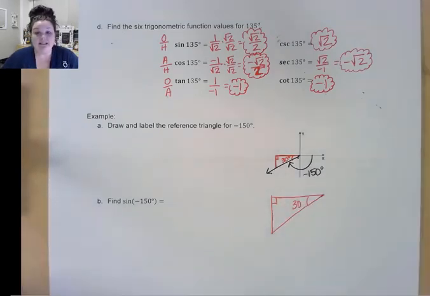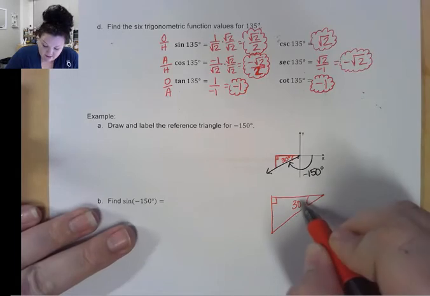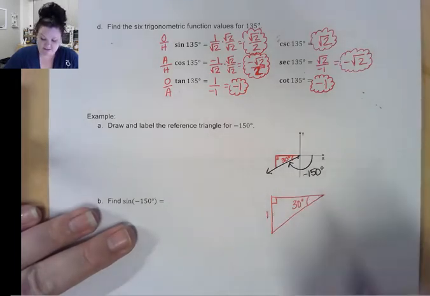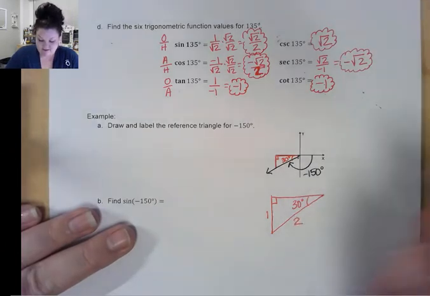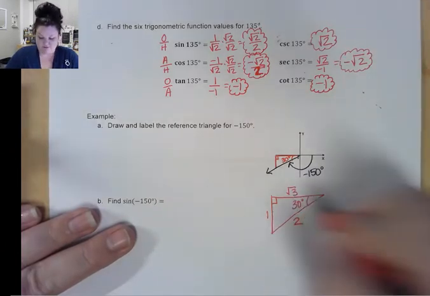Right? And then I need to label it. So remember how we labeled our 30, 60, 90 triangle? We have 1, 2, square root of 3, right? 1 is opposite my 30 degrees. 2 is opposite my 90 degrees. And then my other side is square root of 3.